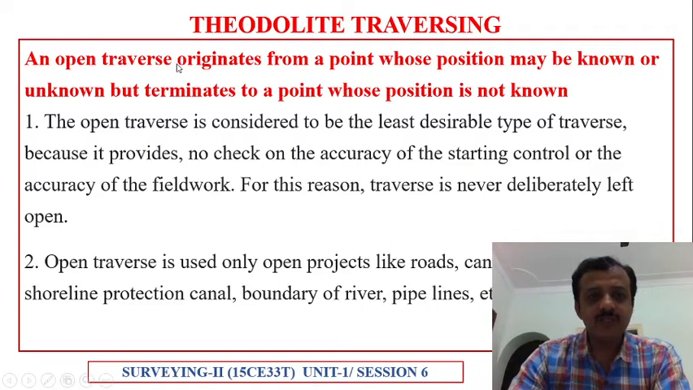An open traverse originates from a point whose position may be known or unknown, but terminates at a point whose position is not known. It is not closing. Open traverse is considered to be the least desirable type of traverse because it provides no check on the accuracy. For this reason, a traverse is never deliberately left open.